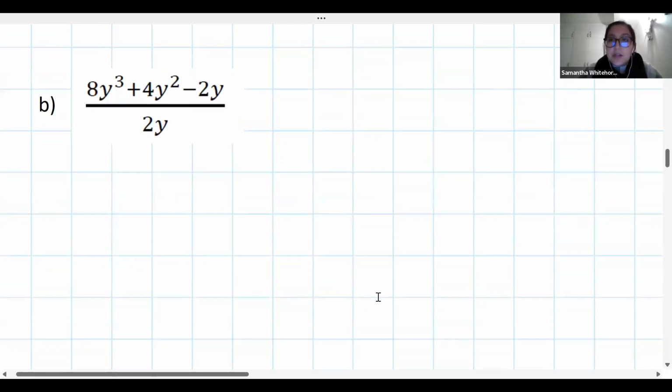Alrighty, but if we have a look at B. So again, I'm going to help you a little bit, but you're going to try it. So my first question to you is, and I want to see all your answers in the chat. In the numerator, do you have any like terms? Just yes or no. Are there any like terms in the numerator?